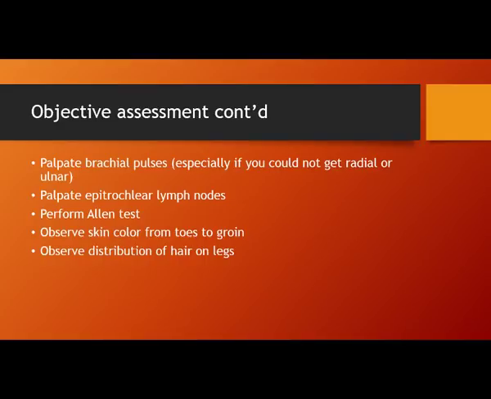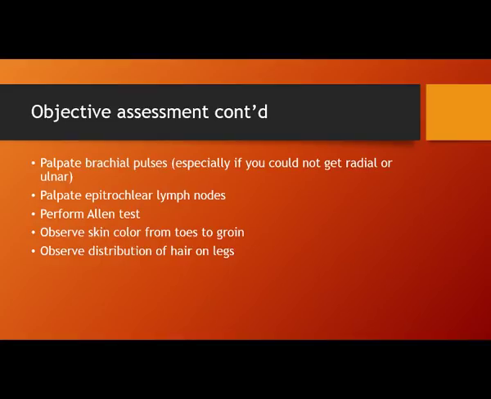Okay, palpate epitrochlear lymph nodes, and you just kind of reach up above the elbow. Like if you have your hand, you kind of reach up to the elbow and up a little bit above that and feel there in order to palpate the epitrochlear nodes. And now we get to doing the Allen test.